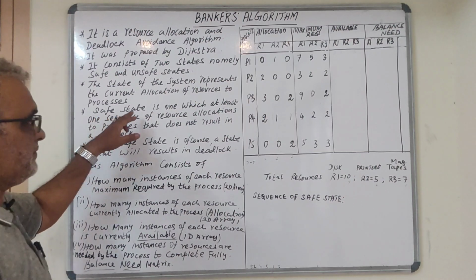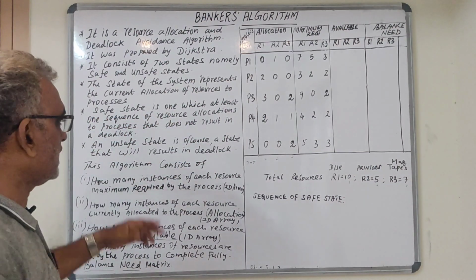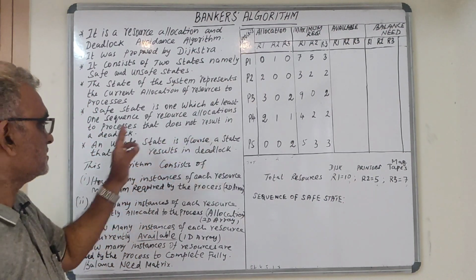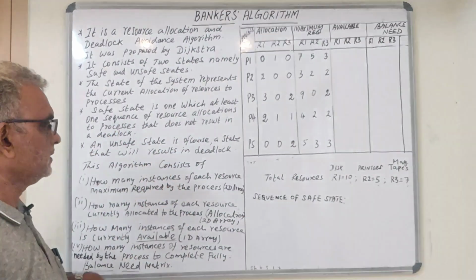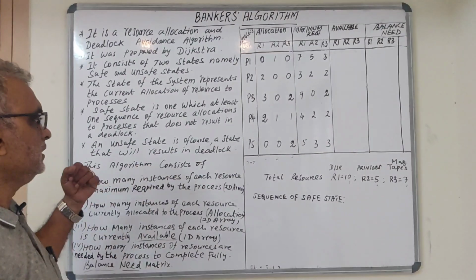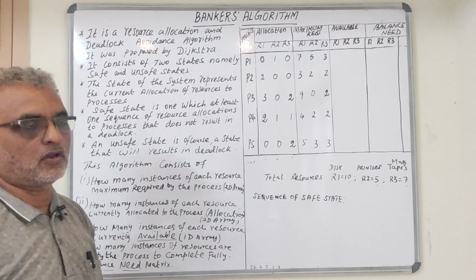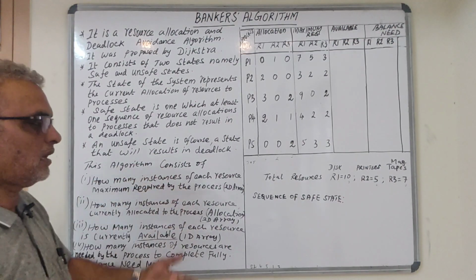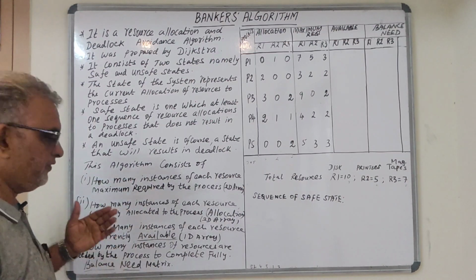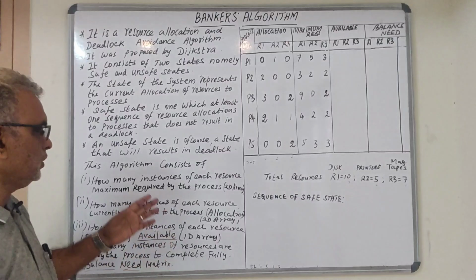A safe state is one in which there is at least one sequence of resource allocation to the processes that does not result in deadlock. An unsafe state is, of course, a state that will definitely result in deadlock. This algorithm consists of four different arrays that we are going to use.